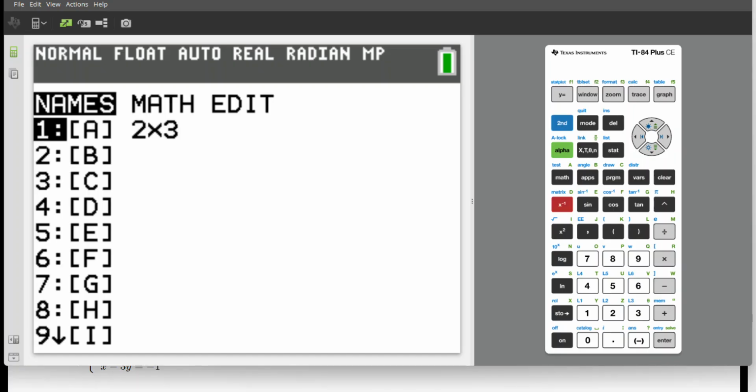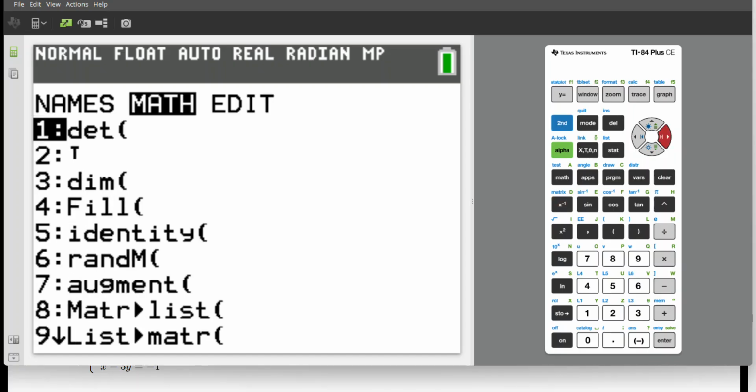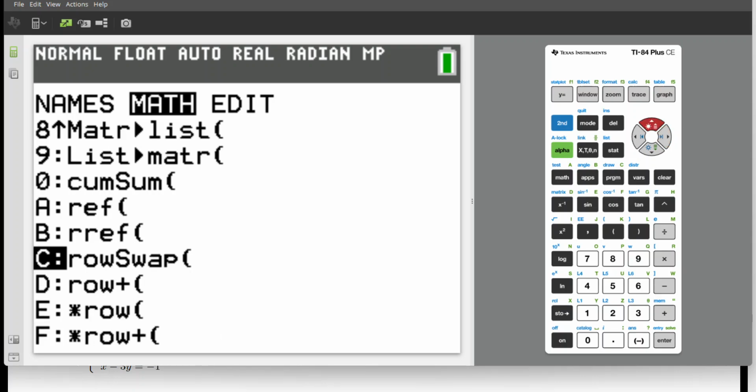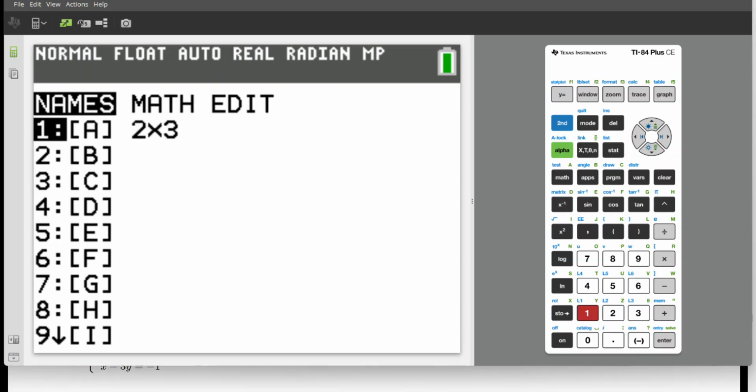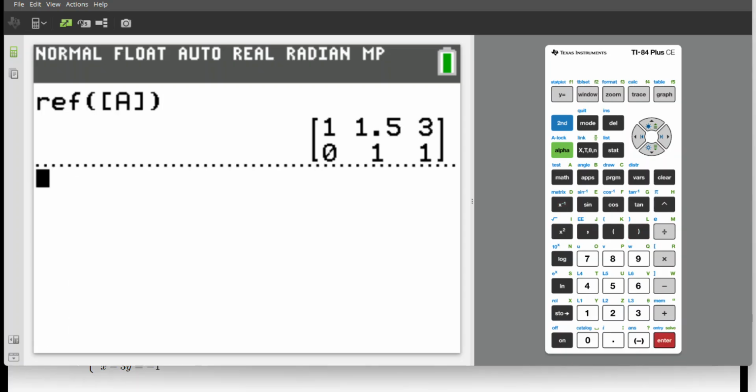This time we want to do some math. So move over to the math column. Then from the bottom up, let's look for REF. And so this is asking for the row echelon form. And we'll type in the name of the matrix next, and then we'll hit enter. So I'm seeing some numbers. Let's go ahead and take them to our work.